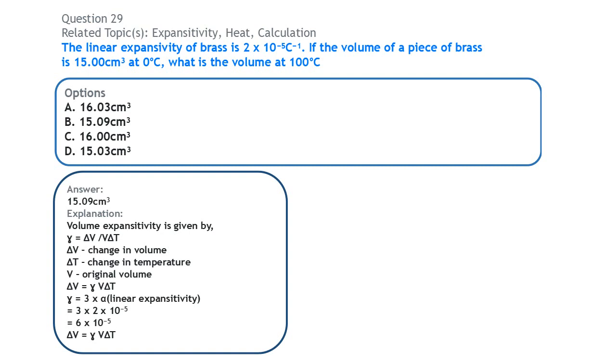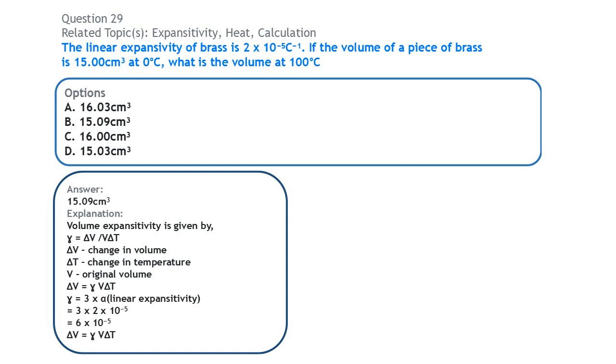But in this question, you can see that this gamma here, like I said, represents volume expansivity. But from here, we've not been given volume expansivity. So what do we do? Now, volume expansivity is equal to 3 times the linear expansivity, which is what we've been given in the question. With this linear expansivity, we can get the volume expansivity. So we simply multiply this by 3.